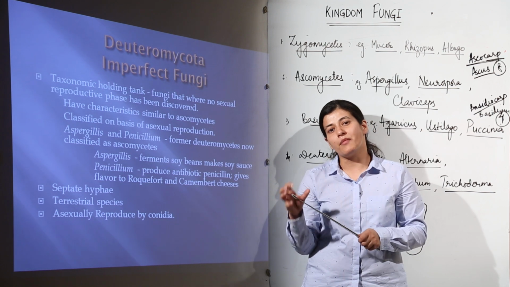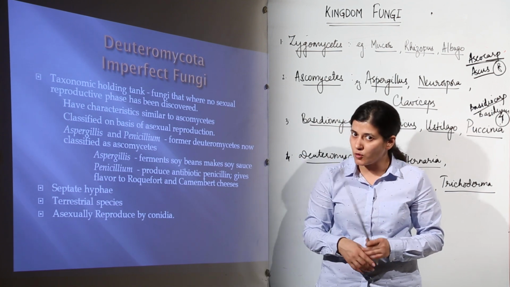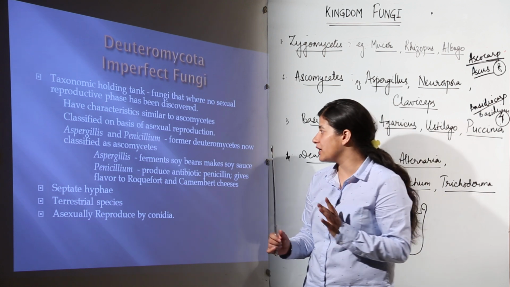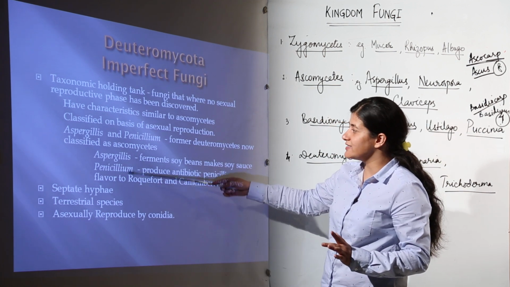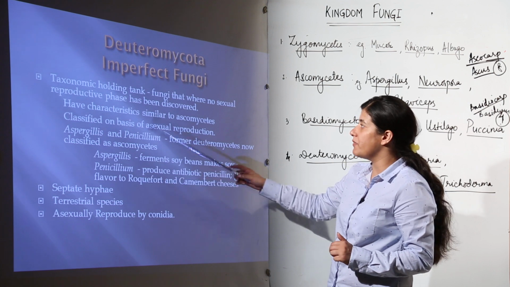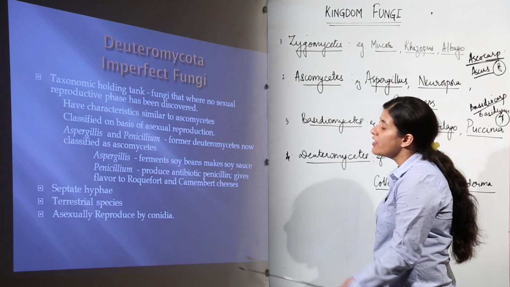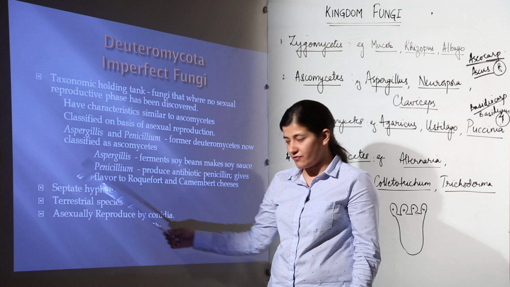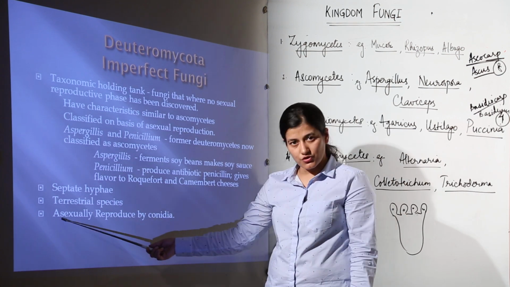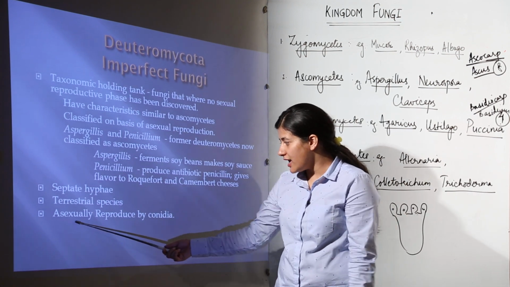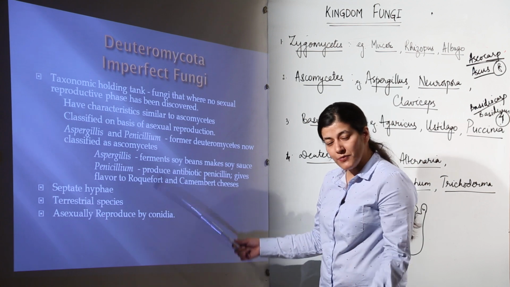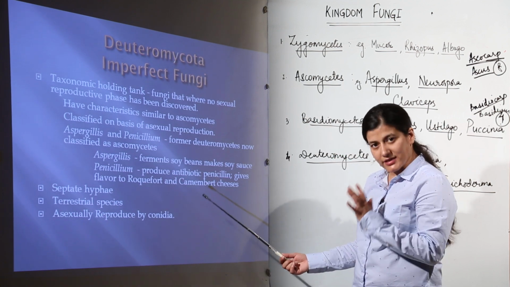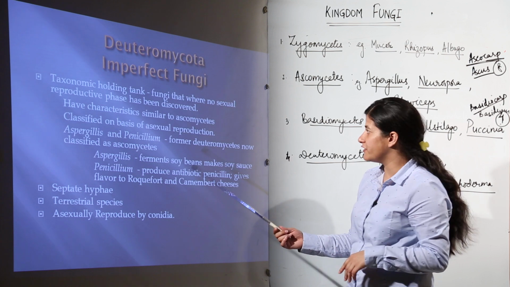So most of them are in close relation with Ascomycetes, the first thing that I had to make clear to you. That is why we see the example of Aspergillus and Penicillium mentioned over here. Let's see what we have. First thing is that they have septate hypha, of course they will have that. They are terrestrial species, they would not be aquatic. They reproduce asexually by conidia. Sexual reproduction is not discovered. That is why they are imperfect fungi.